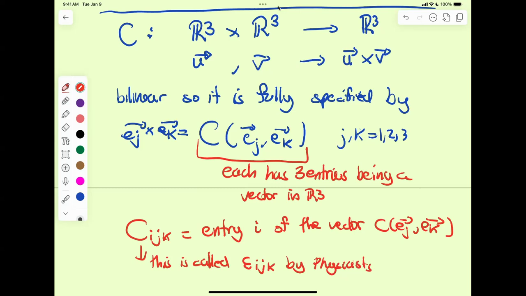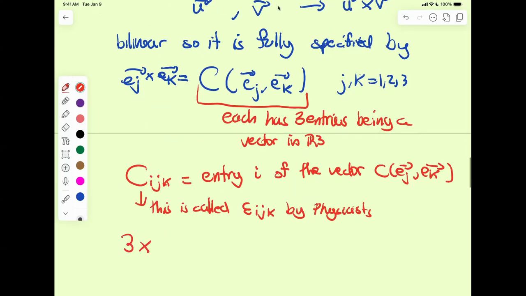But all that I wanted you to notice is that it gets an extra index, because now you need an extra index to locate the entry of the vector. The entries of a tensor should always be real numbers; we're not considering vectors as possible entries. That's where the extra index comes from. So in this case, it's like a 3 by 3 by 3 box. It's literally like a cube, this tensor.